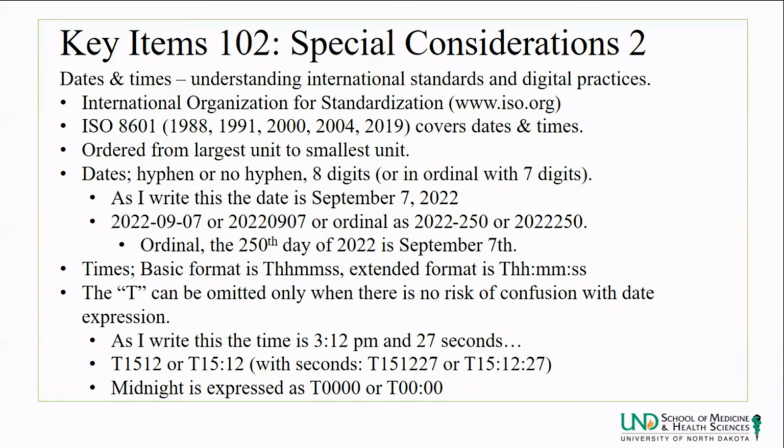So if you look back up to 20220907, you might get that confused with some type of time. That's why we use the T in the time expression. So when I wrote this slide, the time was 3:12 p.m. and 27 seconds. How would we write that? We would have a T1512 or T15:12. With seconds, you would add on the 27.